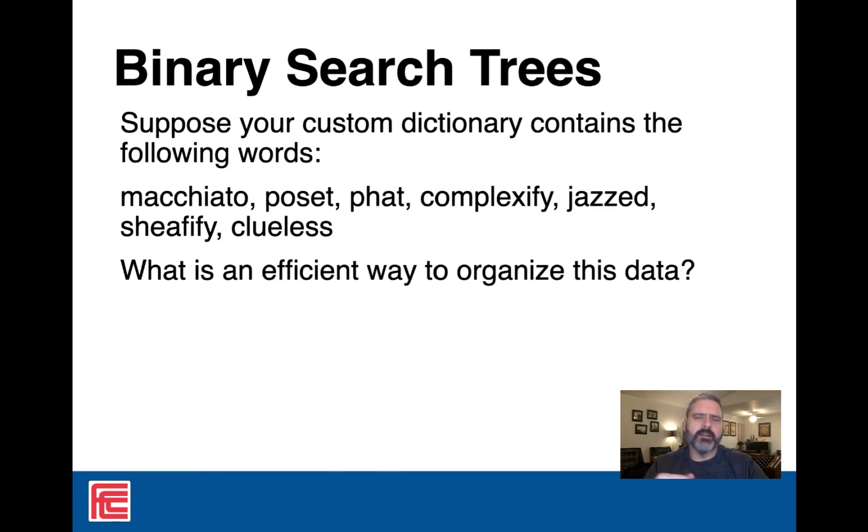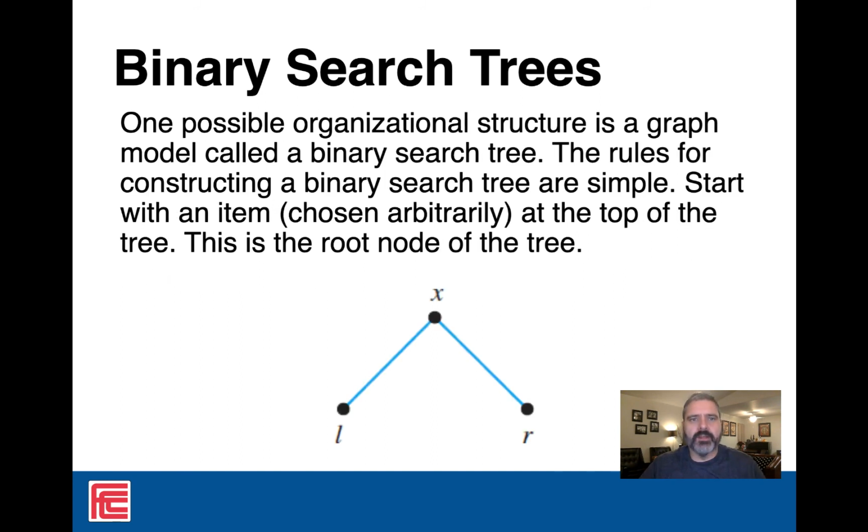And so here we've got a custom setup. We've got some weird words: macchiato, posit, which is actually a math term, fat, the colloquial phrase for something that's good if you're, I guess, my age, complexify, jazzed, yada, yada. We've got some words here that we're going to put into it. So what's a way to efficiently deal with this? The binary search tree. It's a graph structure that has a couple different rules to it.